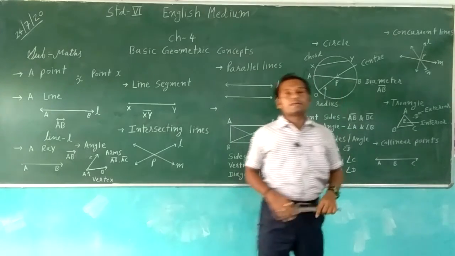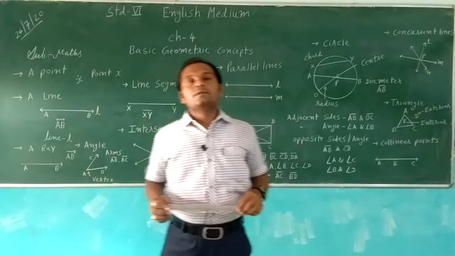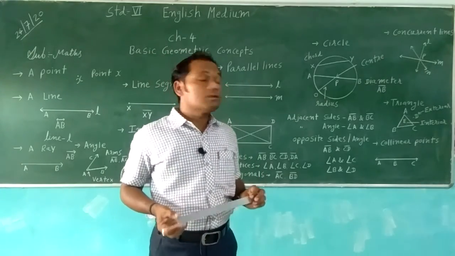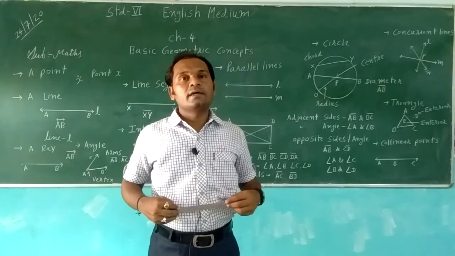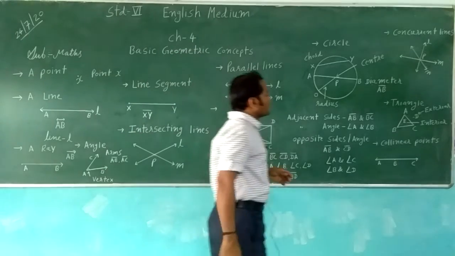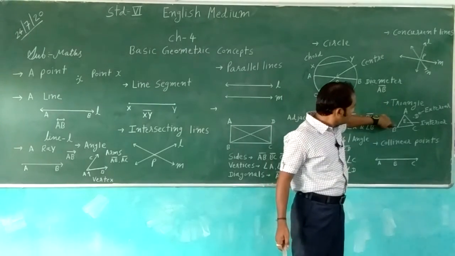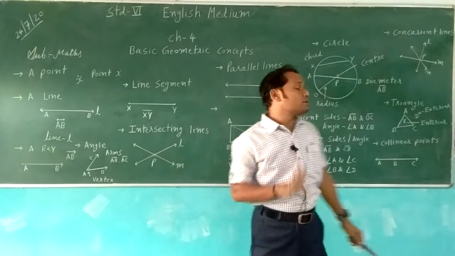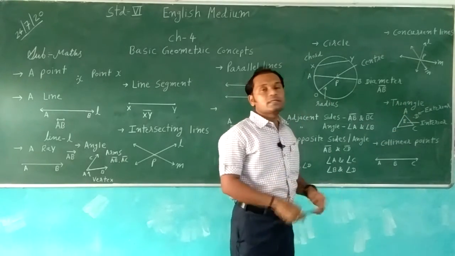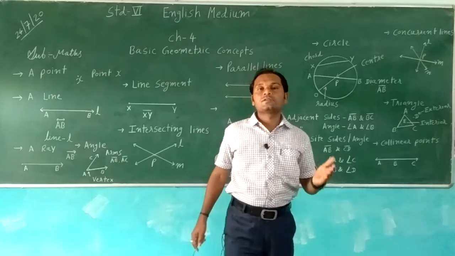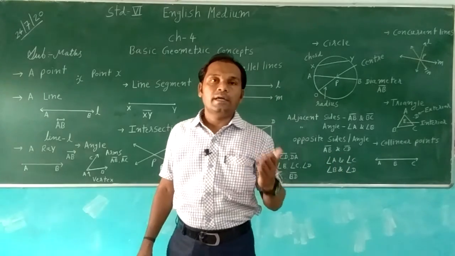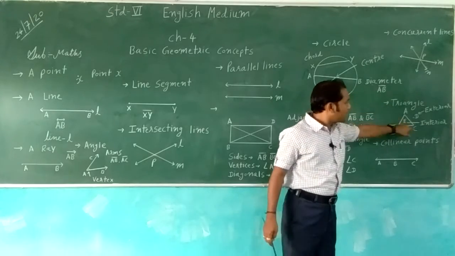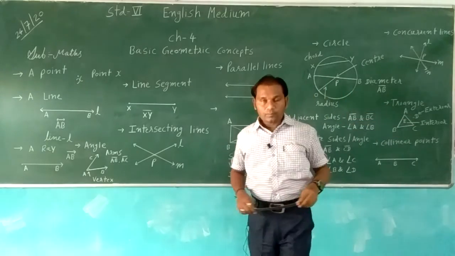A triangle is a three-sided polygon, and it has three sides and three angles. Here, the three sides are AB, BC and CA. These are the three lines of the triangle. It has three vertices. In short, it has three angles: angle A, angle B, angle C.